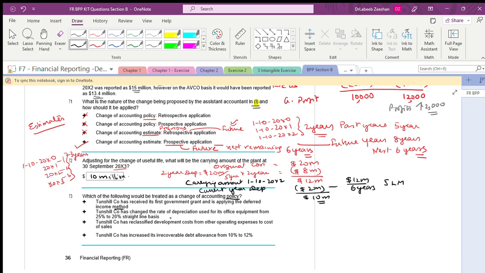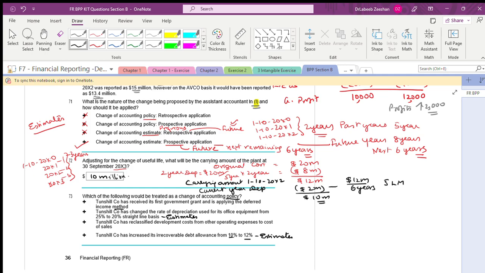BTunshill has changed the rate of depreciation used for its office equipment. It is going to be an estimate. They are talking about 10% to 12%. It is going to be an estimate.